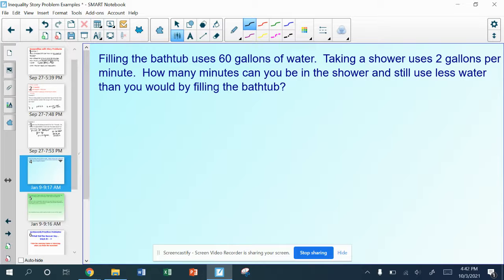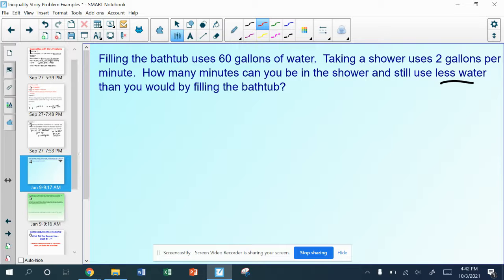Now, this one is about filling the bathtub, taking a bath versus taking a shower. And when water is an issue, this would be a big problem. Filling a bathtub is 60 gallons of water, but you must have a very efficient shower head, and it says that taking a shower only uses 2 gallons of water per minute. How many minutes could you be in the shower and still use less water? Not the same amount, but just less water than you would by filling the tub.